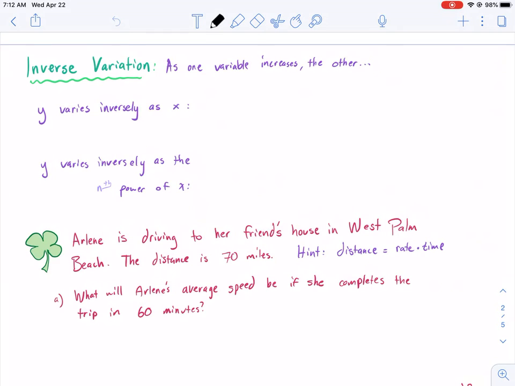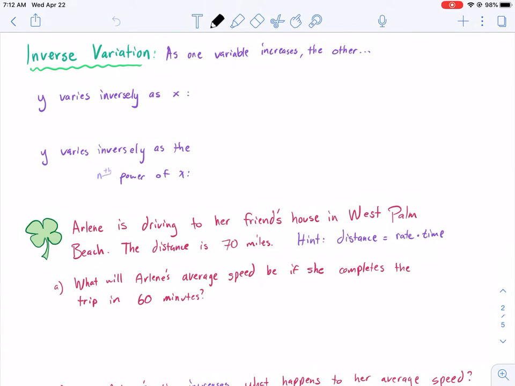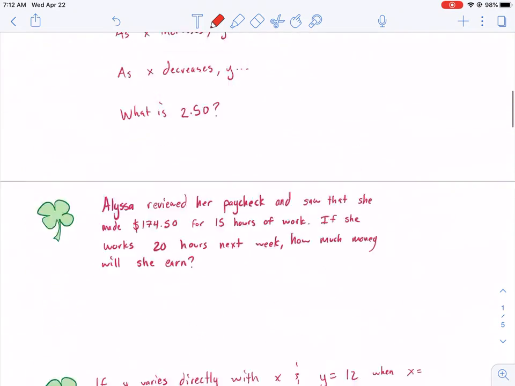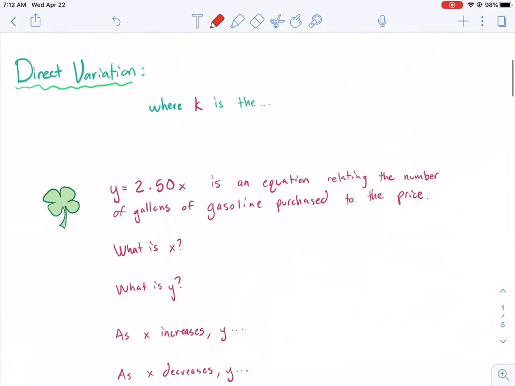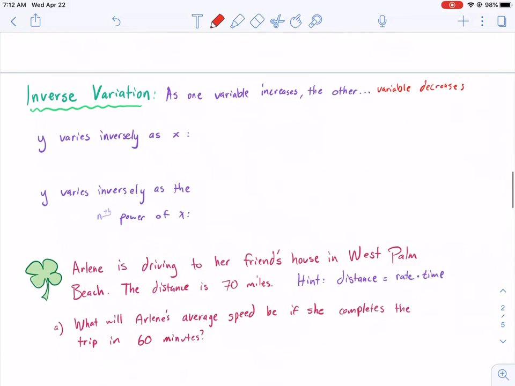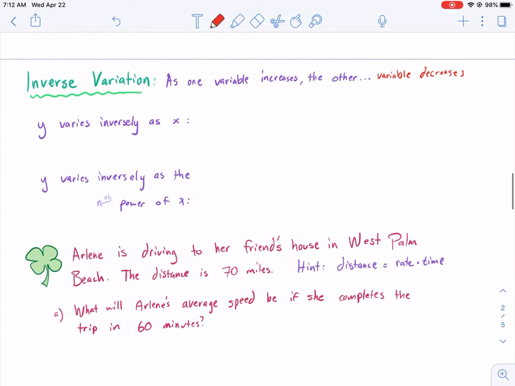Welcome back, students. Today we're going to be continuing with section 6.6, which is talking about variation in general. Today we're going to be talking about a more specific type of variation, which is inverse variation. So the general idea of inverse variation is as one variable increases, the other variable decreases. Okay, so just as direct variation was as one increases, the other increases, as one decreases, the other decreases, that was with direct variation, we are going to be doing the exact opposite, the inverse of that.